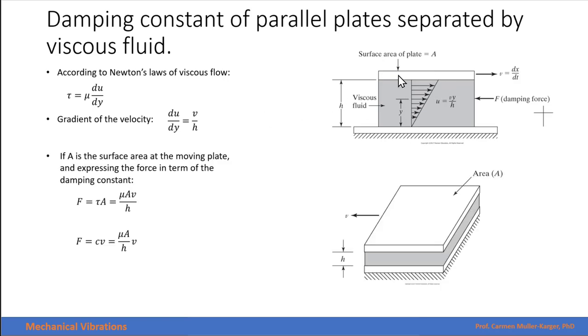If the surface area is A, this is the area of the plate, we can express the force as the shear stress times that area. And if we substitute the expression that we found for the shear, we have this expression right here. Since we know that the force of a damper is the constant times the velocity, we can take all the terms that are not the velocity, and those will be the constant of the damper for two parallel plates where one is fixed and the other one is moving.